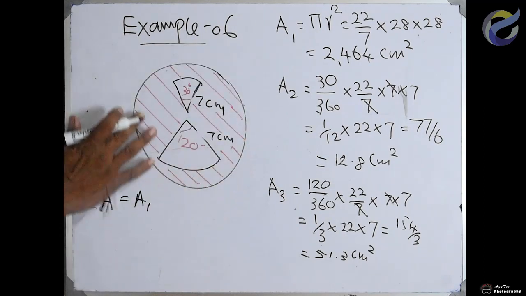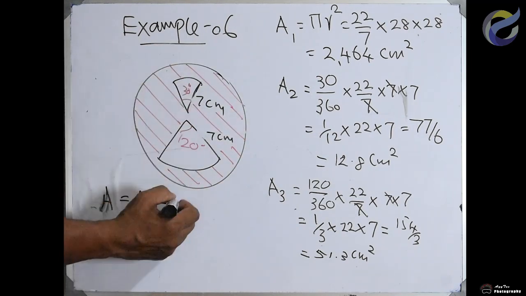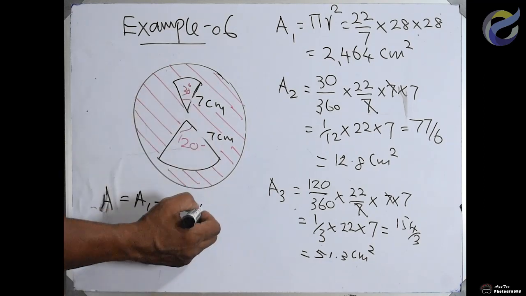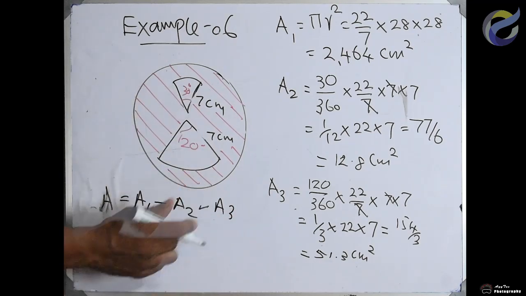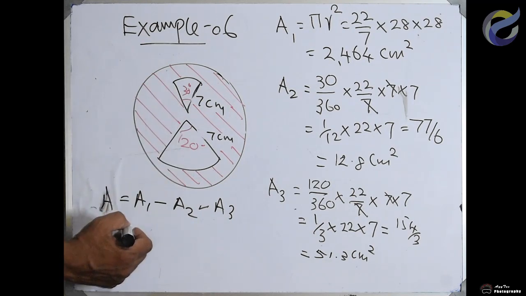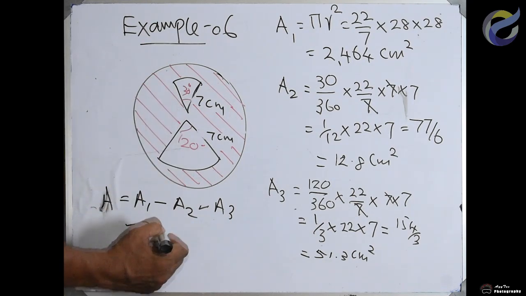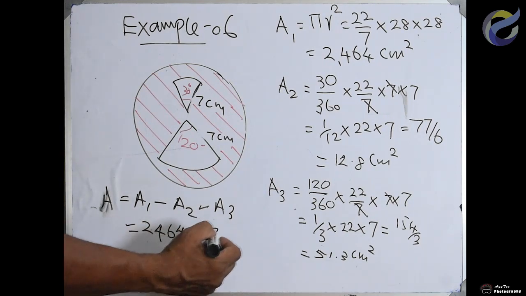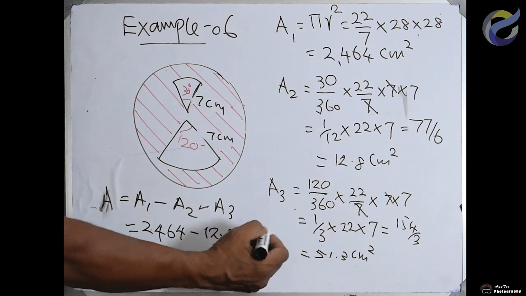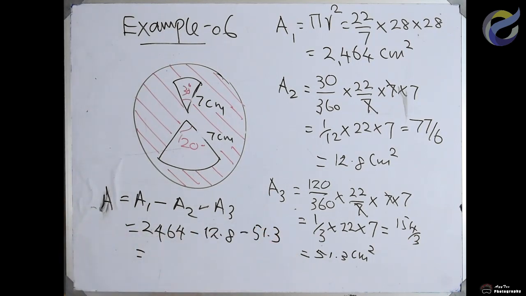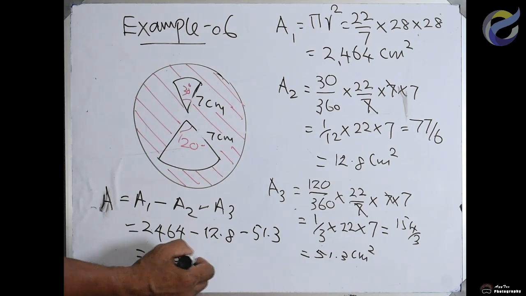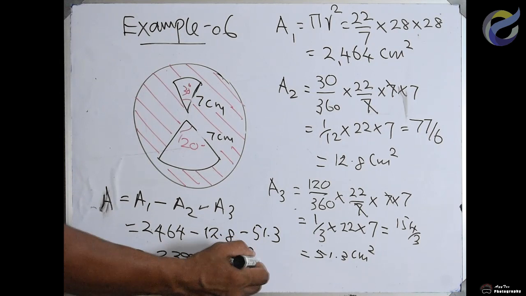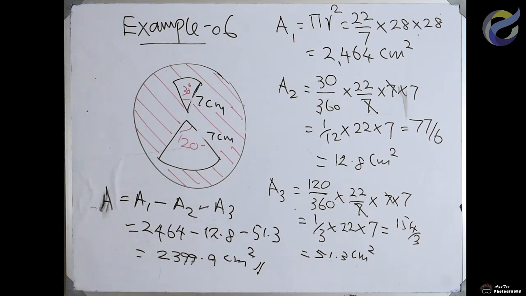Now final answer, the shaded region, that is A equals the total area, A1, that means total circle, minus sector A2, again sector A3. I have to remove these two. So 2464 minus A2, which is 12.8, minus 51.3. So finally you will be getting the answer 2399.9 centimeter square. This is the final answer.